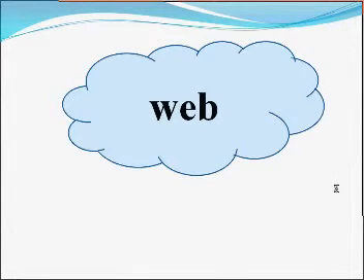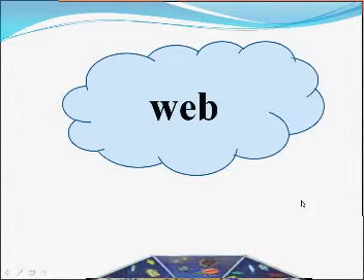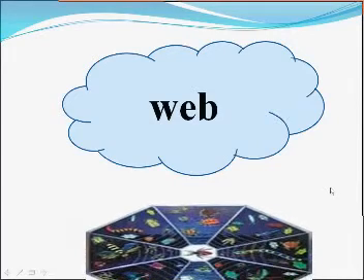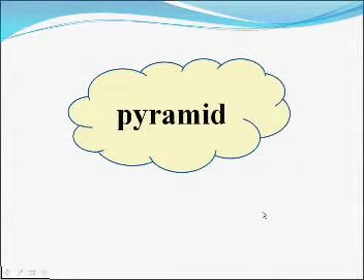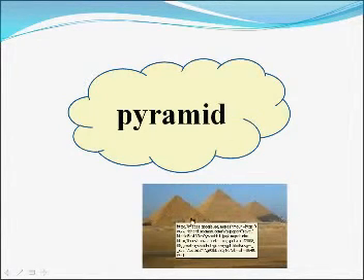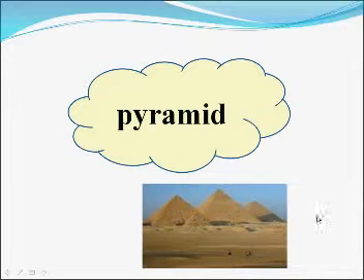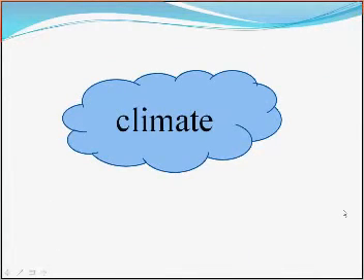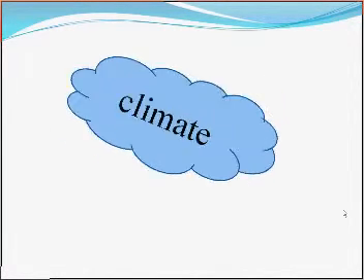Web, very famous from the internet. We usually say website. Pyramid. As you can see in the picture, we have 3 pyramids very famous in Egypt. Climate.